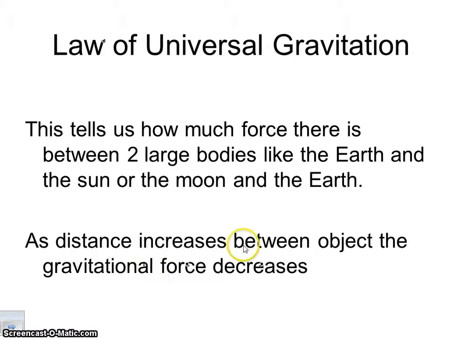As the distance between the objects increases, gravitational force decreases. So as an object gets further and further away, there is less gravitational force. When we think of NASA and the rockets, they have to fight the gravitational force, and as they go up higher, it gets less and less.